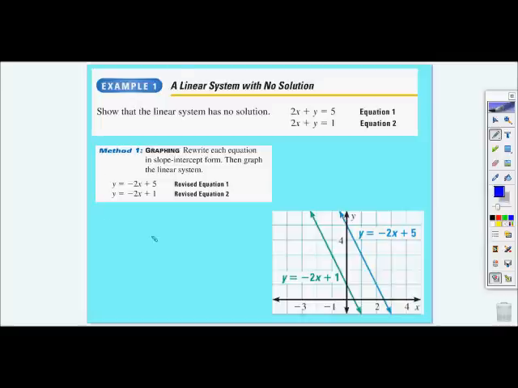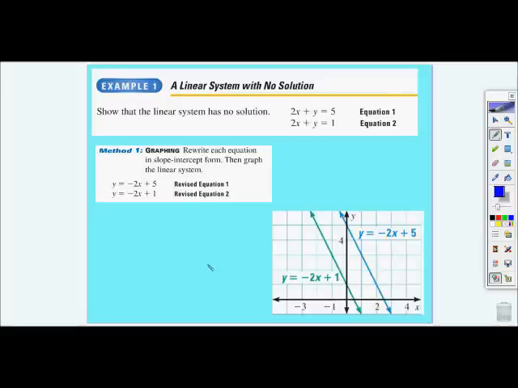In order to find the solutions, we need to look at the approach for solving. There are two different methods. The first method we're going to look at is graphing. We remember and practiced in Chapter 6 that we need to rewrite each equation in slope-intercept form to make the easiest graph.